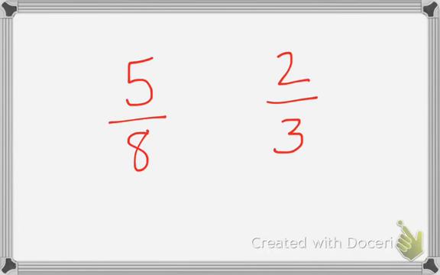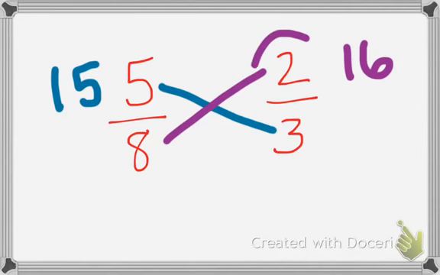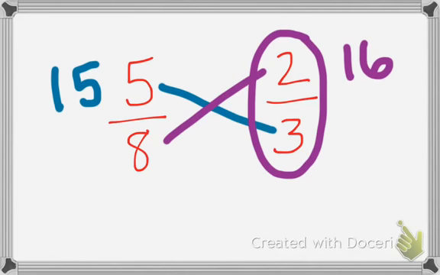So I had 5/8 and 2/3. And I want to decide which one is larger. And so the way that I do that is by that cross multiplication. So 5 times 3 is 15. And then I'm going to do 8 times 2, which is 16. So 2/3 is actually a larger fraction, and 5/8 is just a bit smaller than that.